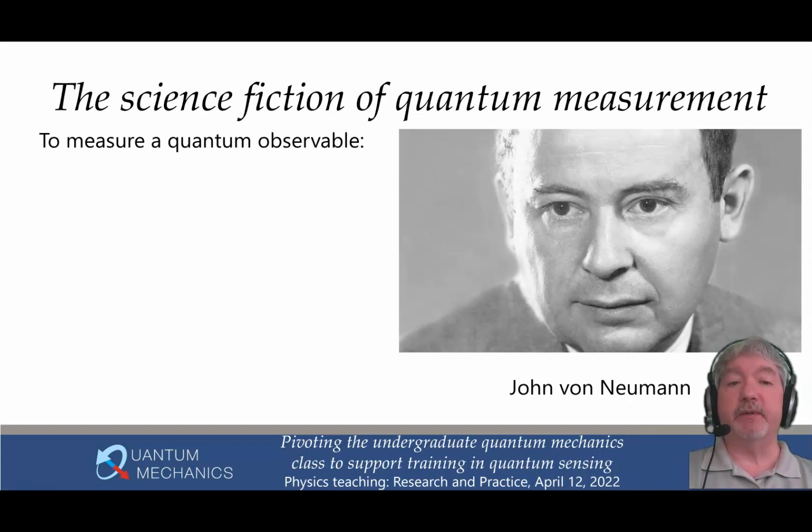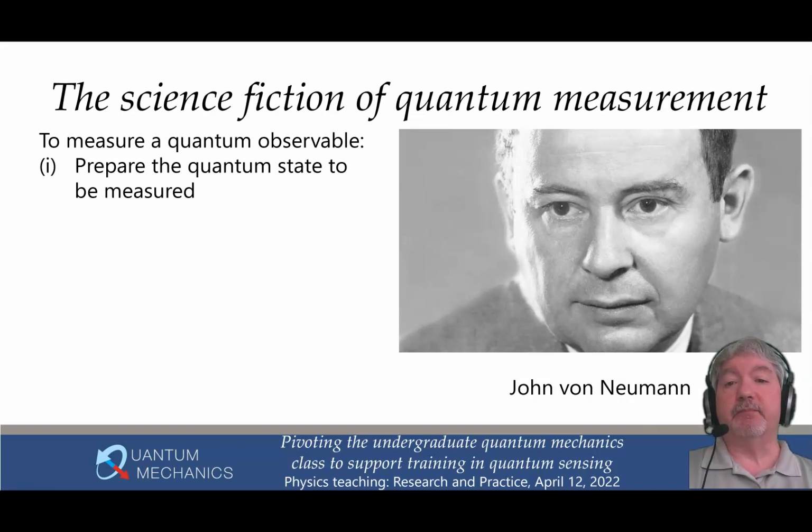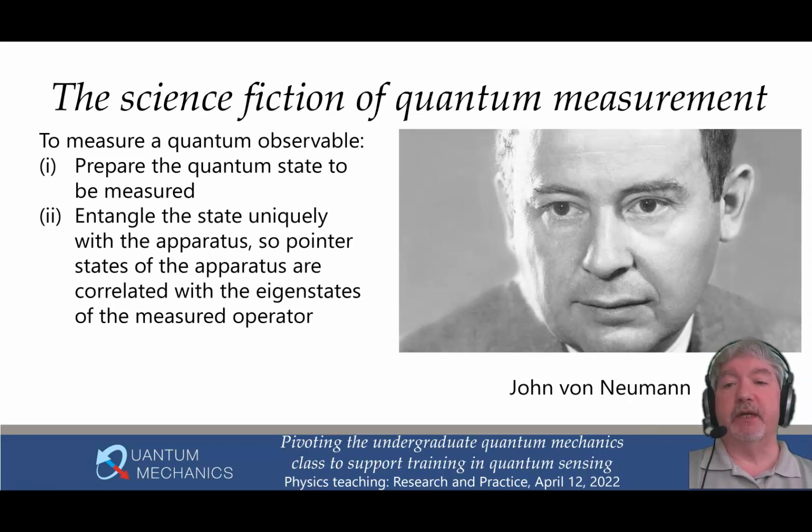If I want to measure a quantum observable, what I need to do is prepare the quantum state that's going to be measured. I need to entangle the state uniquely with the apparatus, so pointer states of the apparatus are correlated with the eigenstates of the measured operator.